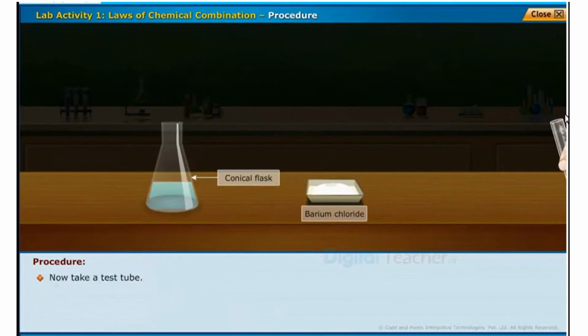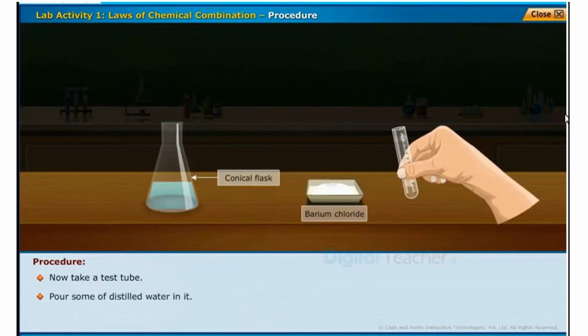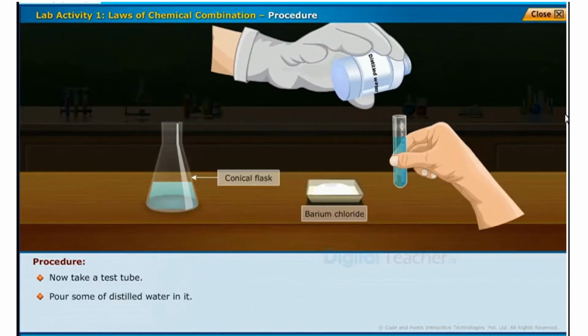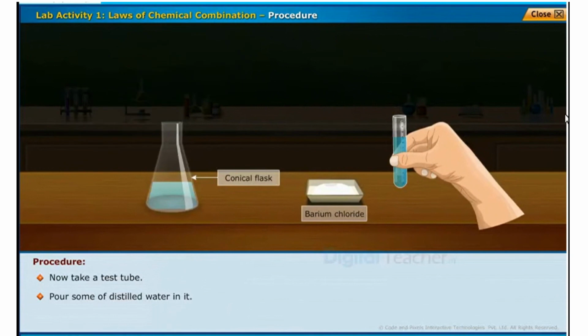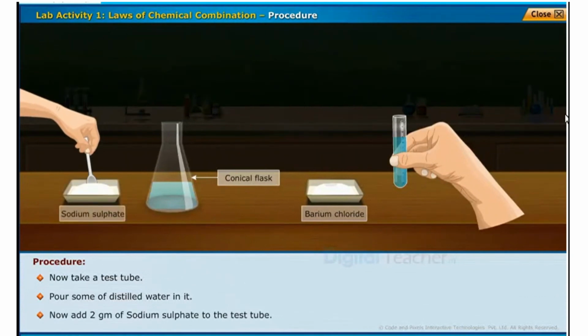Now take a test tube. Pour some distilled water in it. Now add 2 grams of sodium sulfate to the test tube.